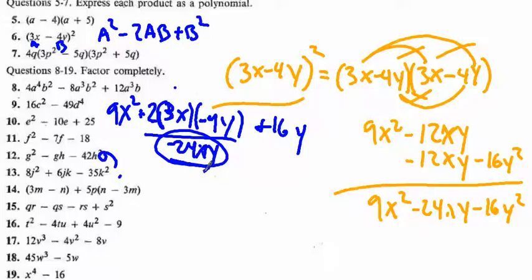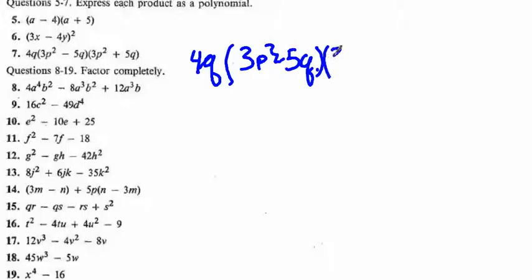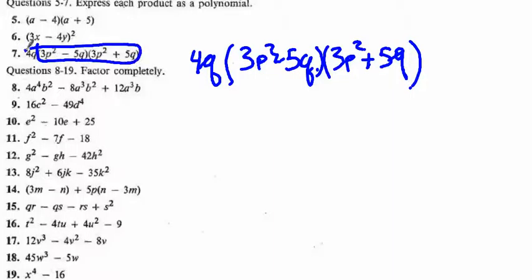All right, for the last problem, you have 4q. I always thought that putting 4q in an algebra test is asking for someone to say something they shouldn't. Then 3p squared minus 5q times 3p squared plus 5q. And the first thing that I know is that I really want to multiply my binomial pair together first, and then deal with this 4q.